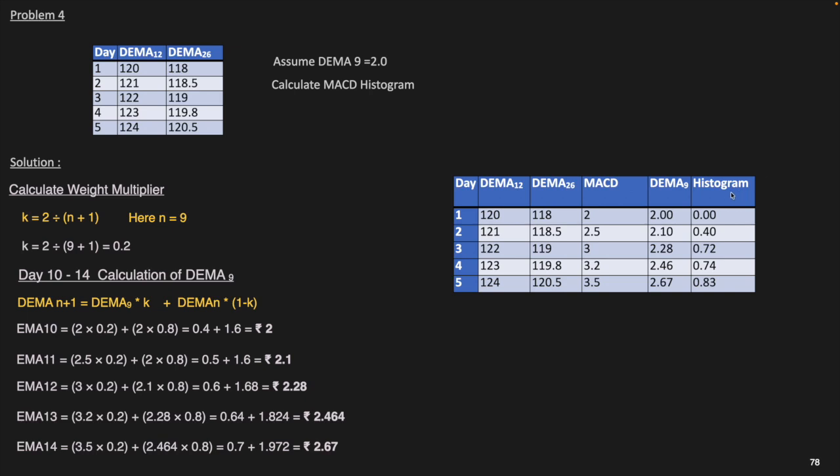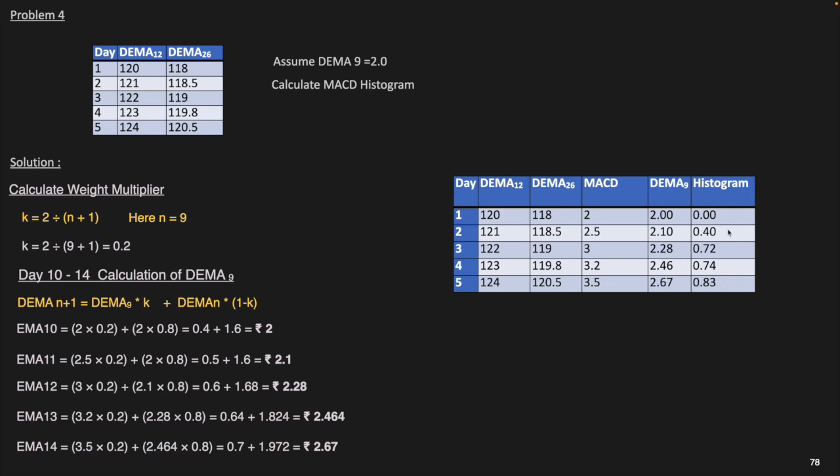Now what is the histogram formula? The difference between MACD and the signal line. See, the 9-day EMA is your signal line, because this we have calculated using the MACD values. All these MACD values have been plugged in here to get a smoothing value of a 9-period exponential moving average. So that is your signal value. The difference between the MACD value and the signal line value is your histogram.